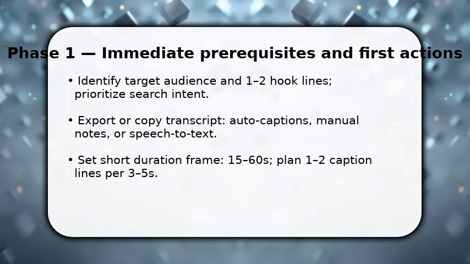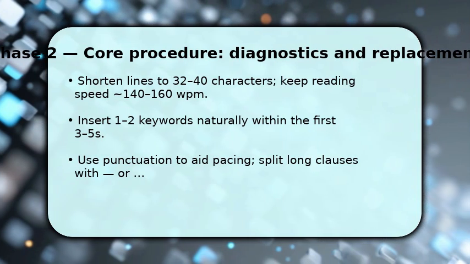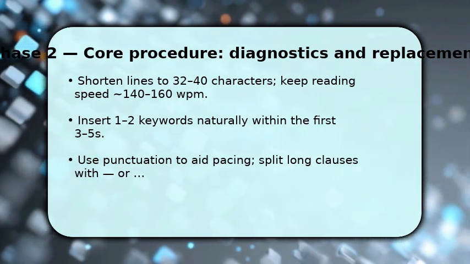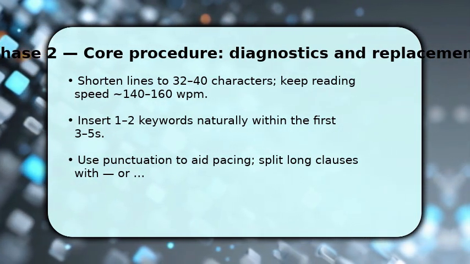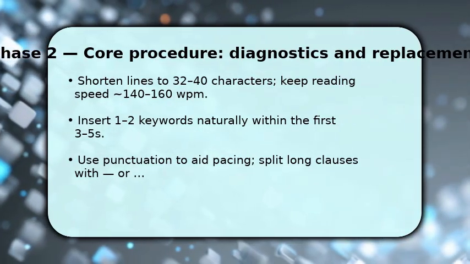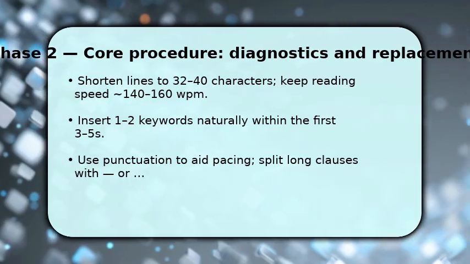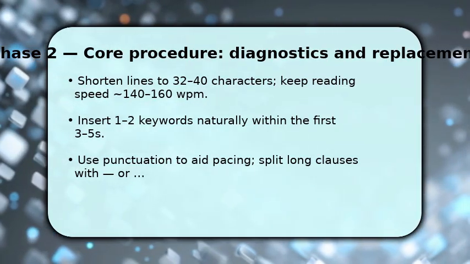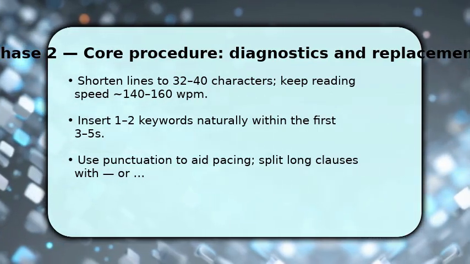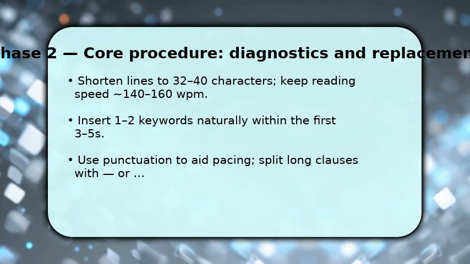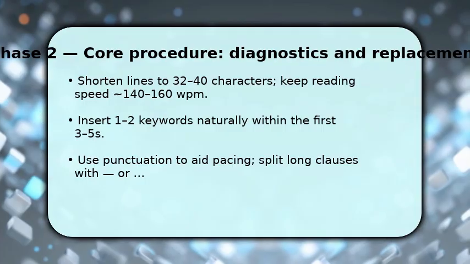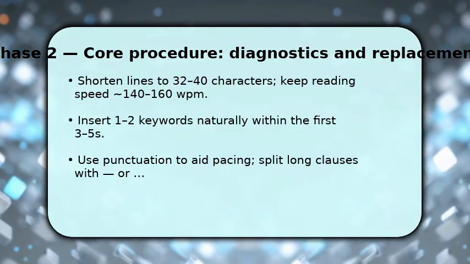These first steps get you from idea to editable captions quickly. Do them now. You now polish the transcript for both readability and discovery. Trim each caption to about 32 to 40 characters, where possible, and aim for an effective reading speed of roughly 140 to 160 words per minute. Once done, weave 1 to 2 keywords naturally into your opening lines so the short surfaces in search. Also, use punctuation, commas, dashes, ellipses to control pacing and make the captions feel conversational rather than cramped.